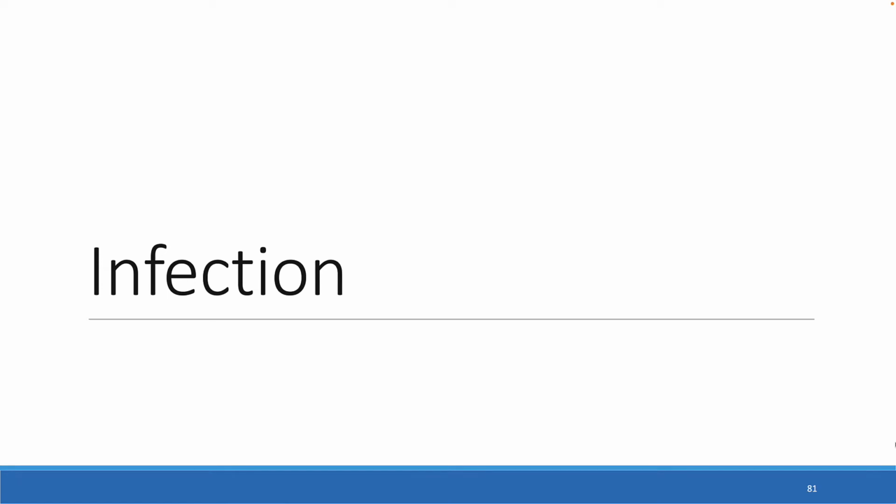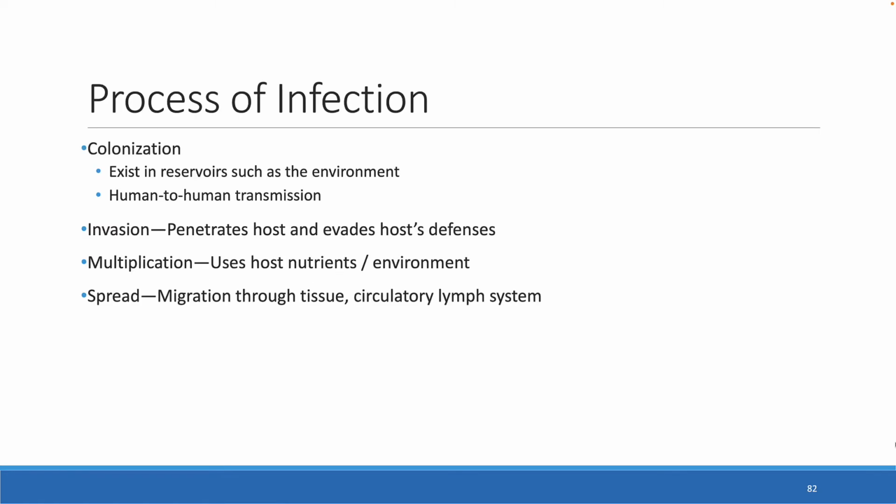We're going to talk about infection. For infection to happen, there first has to be colonization. That is, the organism, whether it's a virus or a bacterium or whatever it is, has to exist in a reservoir somewhere in the environment, whether it's in rats or in mosquitoes or in birds or what have you, or there has to be human-to-human transmission. So this colonization is the first thing that happens.